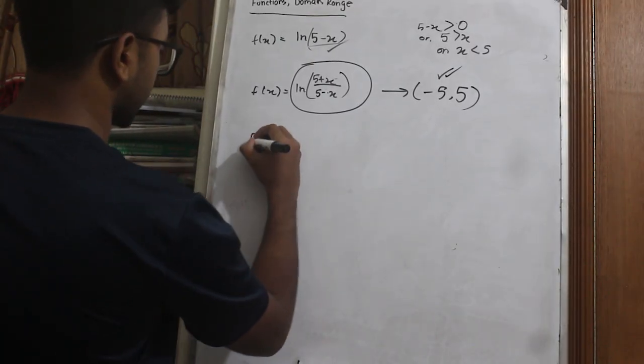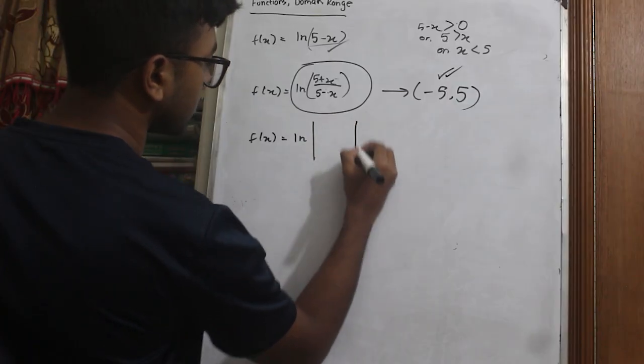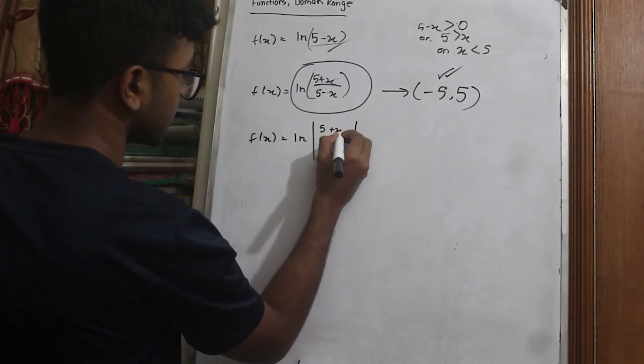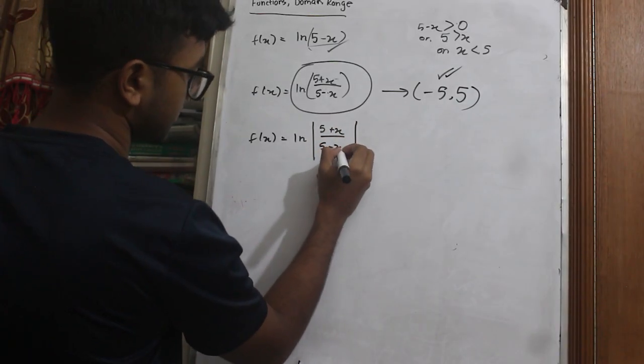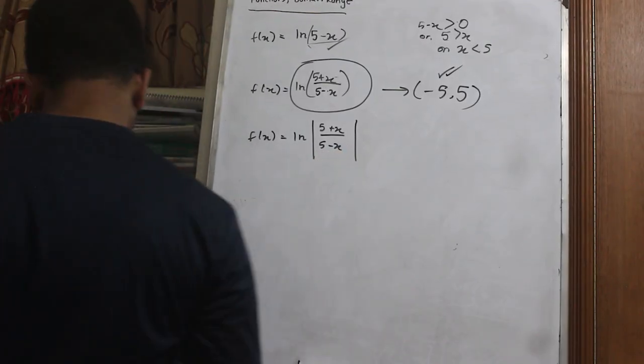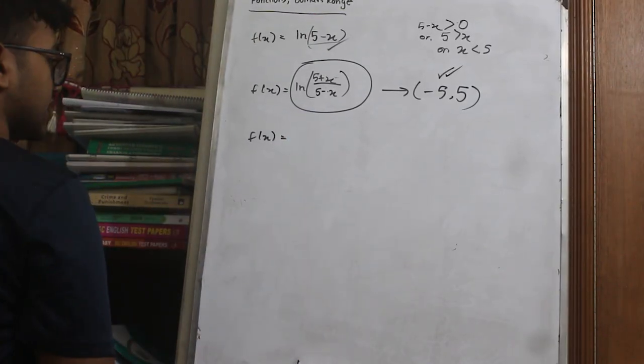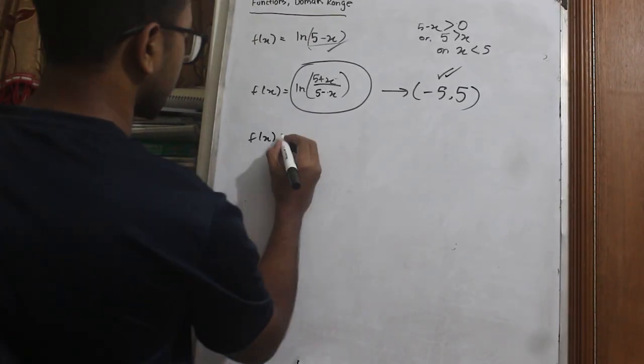Now let's put a more interesting one, which is f of x equals ln of 5 plus x and 5 minus x. Well, no. Actually, this is something that involves ranges, and I'm going to explain ranges in 10 minutes. Just bear with me.